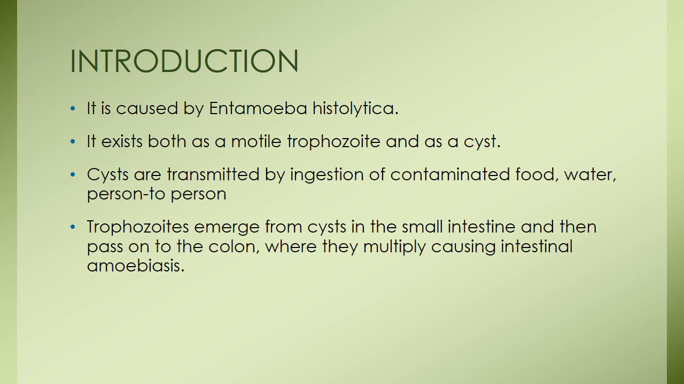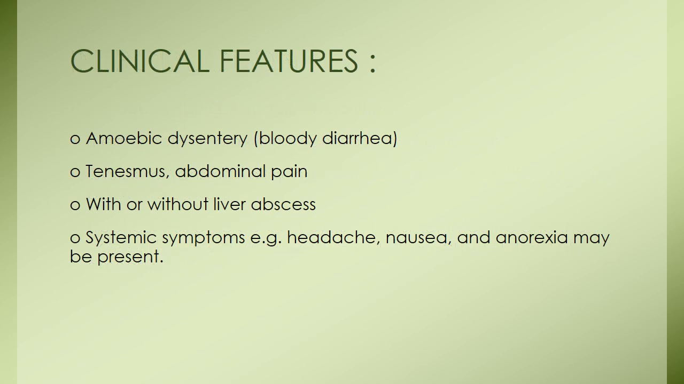Trophozoites emerge from the cyst in the small intestine and then pass on to the colon, where they multiply and cause intestinal amoebiasis. Their invasion of the intestine will result in amoebic dysentery, which is bloody diarrhea, and tenesmus and abdominal pain will also be there. It can be with or without liver abscess. The systemic symptoms may include headache, nausea, anorexia.